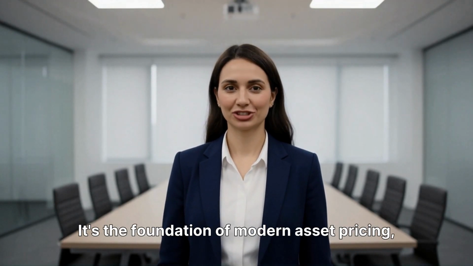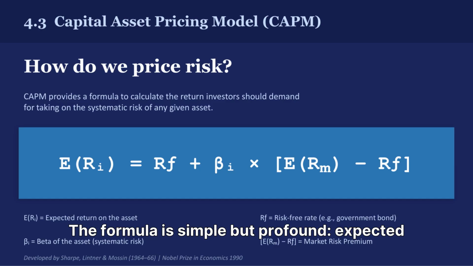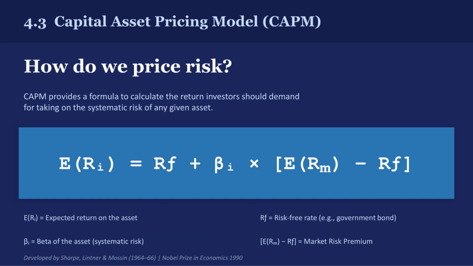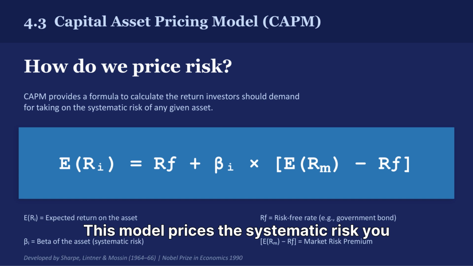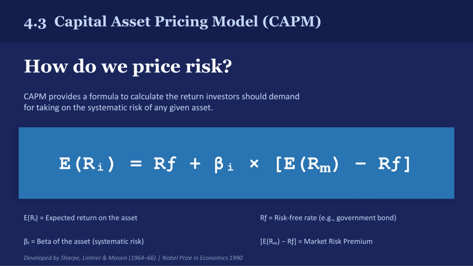Now, we move to the capital asset pricing model, or CAPM. It's the foundation of modern asset pricing, allowing us to calculate the required return for any risky asset. The formula is simple but profound. Expected return equals the risk-free rate plus beta times the market risk premium. This model prices the systematic risk you are taking. It was developed in the 60s and earned its creators a Nobel Prize in economics.